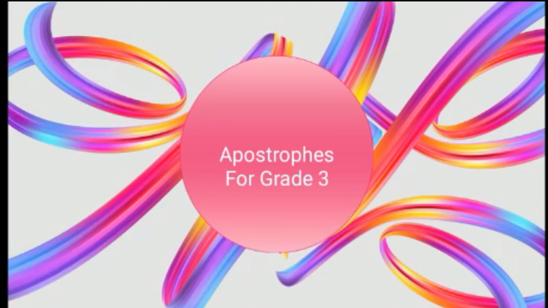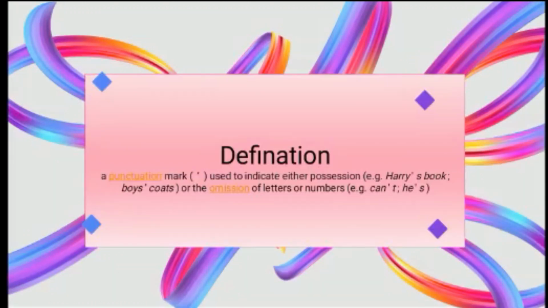I'm here with a new topic of grammar, that is apostrophes. Let's start this topic with a definition. An apostrophe is a punctuation mark used to indicate either possession, for example, Harry's book, boys' courts, or the omission of letters or numbers, for example, can't or he's. Can't is the short form of cannot, and he's is the short form of he is. So, an apostrophe can be used for two purposes, as a punctuation mark to show possession and omission.